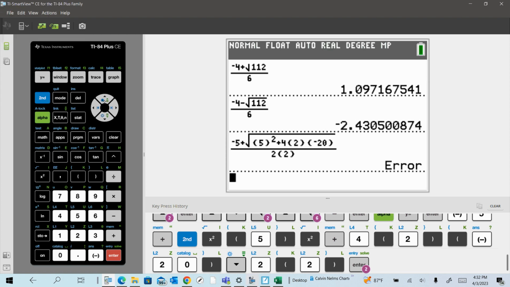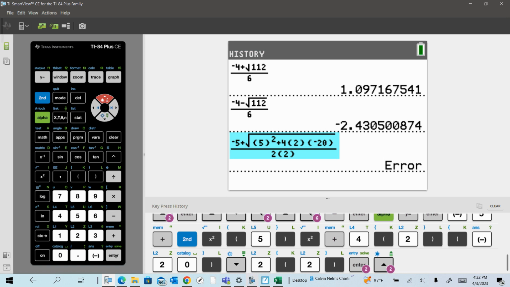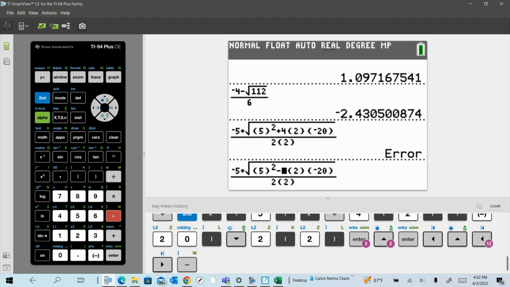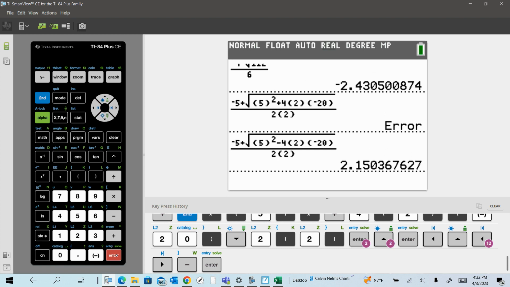So I'm going to go back up here. Just copy that down. I'm going to change this because it's supposed to be minus 4ac. Oops, fell over, sorry. Put my sign there. Now enter. There it is. There's our solution. Now, I'm glad we saw the error because you're going to see that on some extra practice.